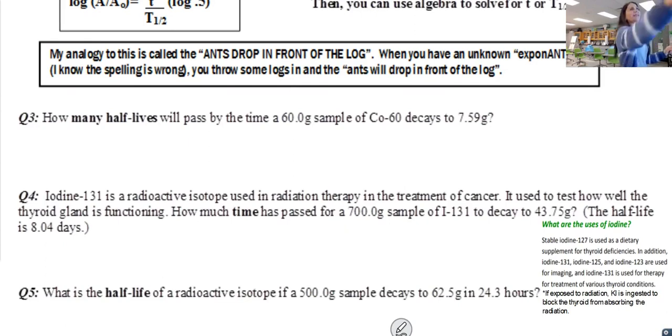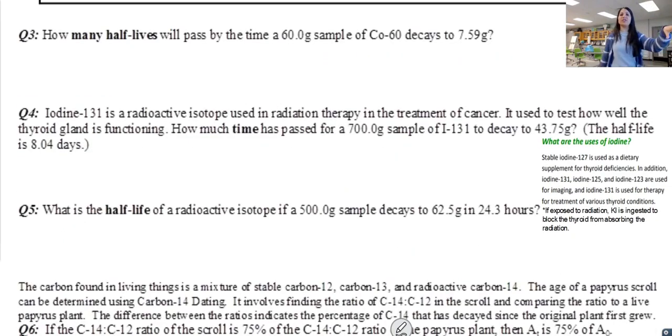So this iodine question. By the way, one of the popular uses of iodine more recently was in Japan when they had a nuclear fallout. If you're exposed to radiation, they can administer potassium iodide, and what it does is it blocks the thyroid from absorbing more radiation. Iodine-131, though, is a radioactive isotope, and so it's used to test how well the thyroid gland is functioning.